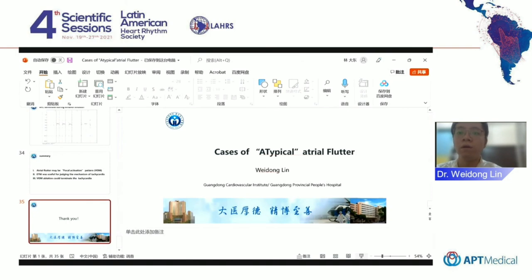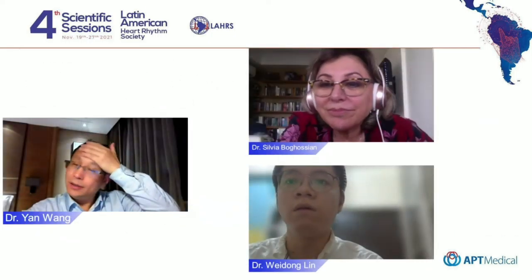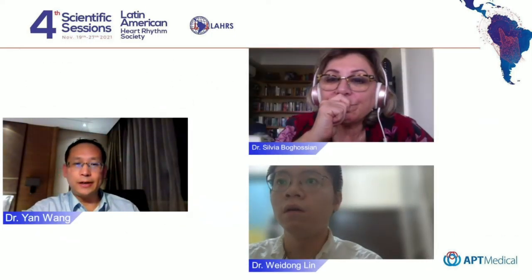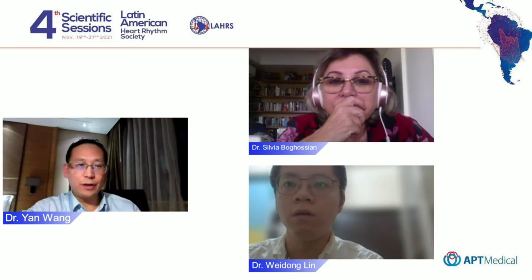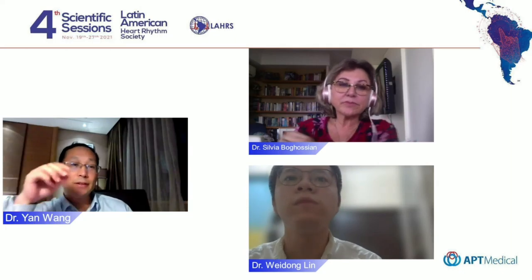Okay, very good. According to your opinion, you think these two cases, almost all of them, are reentry involving the vein of Marshall? Yes, with the vein of Marshall involved. Very good. At first, after activation mapping, you thought it was a focal origin, but after entrainment, you thought it was around the vein of Marshall. So you think maybe because of the epicardial part of the activation, you can't map it, right? Yeah. So very good.